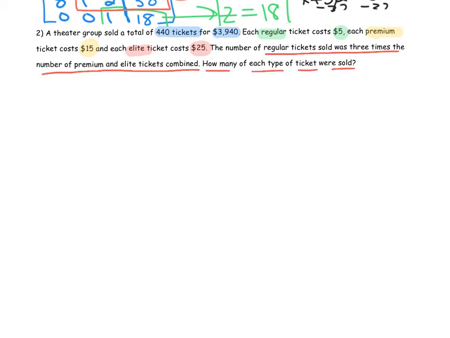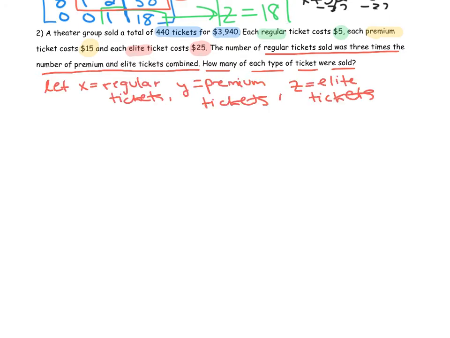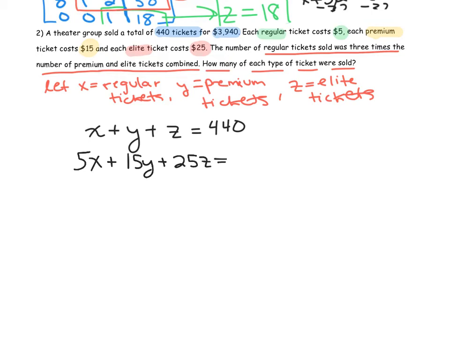So we want to know how many of each type of ticket was sold. All right, so let's come up with our let statements. This is what I'm going to let x, y, and z be equal to. So let's come up with our first equation. We know we had x regular tickets, y premium tickets, and z elite tickets, all sold in total as 440 tickets. Now we know the cost of a regular ticket was $5, the premium was $15, and the elite was $25. And in the end, this theater group sold $3,940 worth of tickets. Okay?